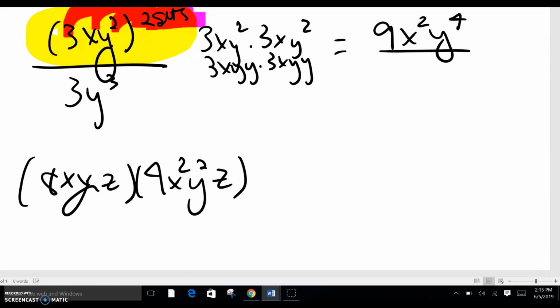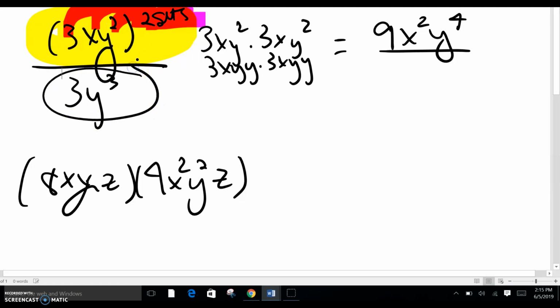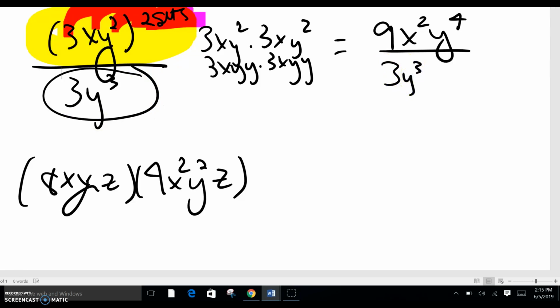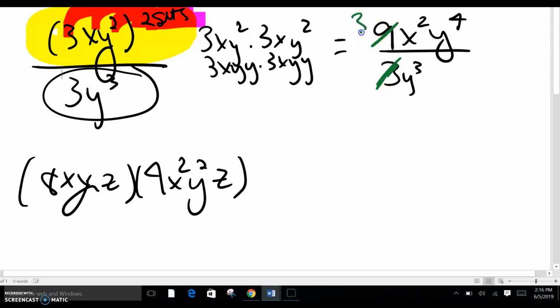All right, let's look at the bottom here. It's just 3y cubed. All right. So now I'm going to simplify. Numbers are normal, so just do what you normally would do. 3 goes in here 3 times, 3 goes in there once. And then my variables, I'm going to cancel. So let's see what happens here.